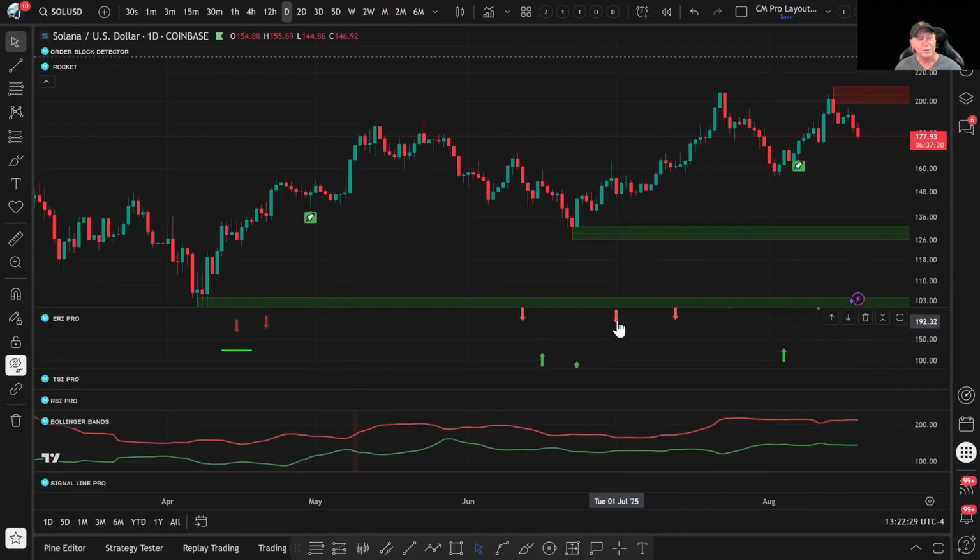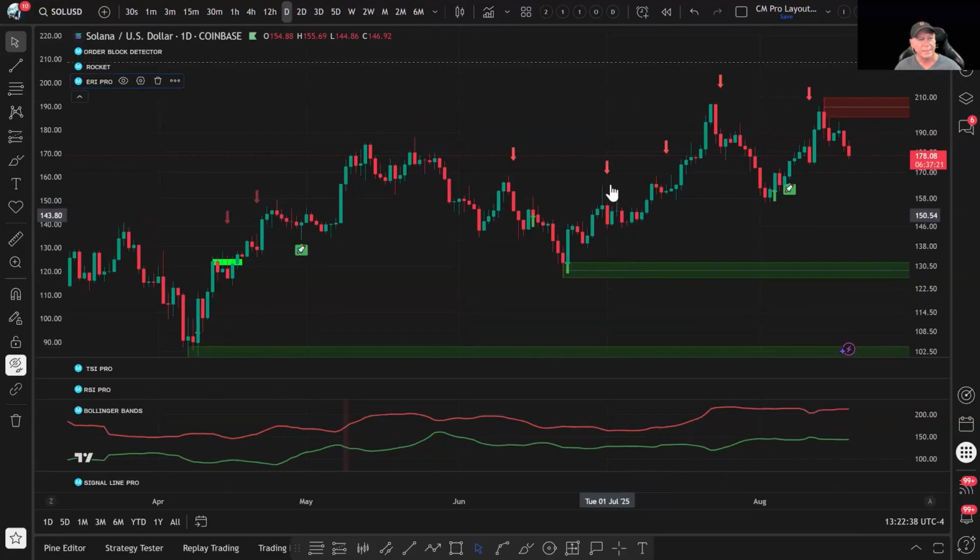So what you want to do with this is click on the arrow for the ERI, click and hold, or click it one time, and click and hold and drag it up to the upper chart. And now it's up top.